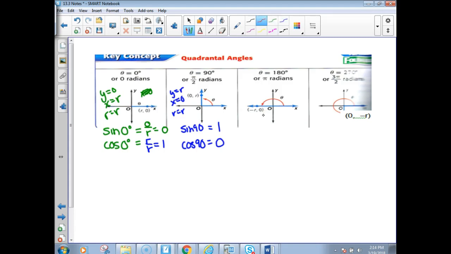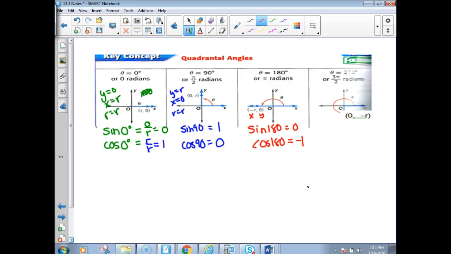Okay, next, 180. Sine of 180, cosine of 180. Now we've got negative r over 0. So the sine is y over r. Y here is 0, x is negative r, so it's going to be 0 over r, which is 0. Okay, cosine 180 will be x over r, so that's going to be negative 1.